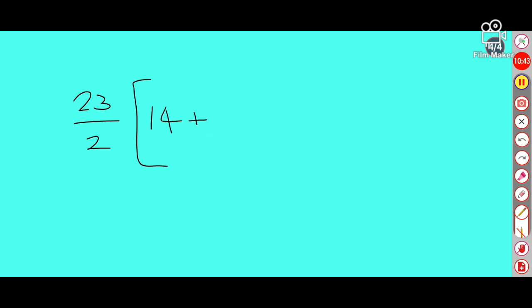So we need to find the sum value, that is n by 2. The n value is 23, so 23 by 2, into, it's not plus, n by 2 into 2a plus n minus 1, that is 22, into the common difference. The value of a is 7, so 14 plus 22 into the common difference 7 by 2.